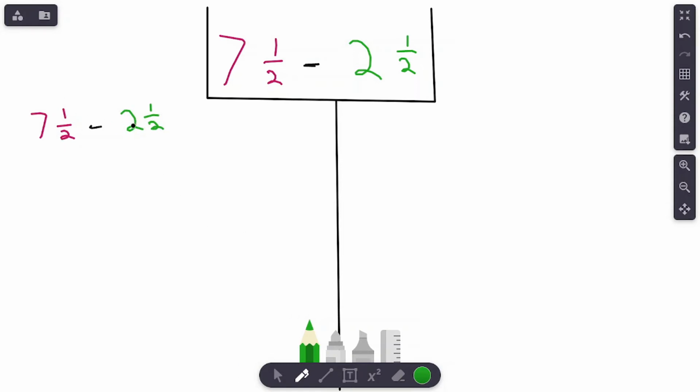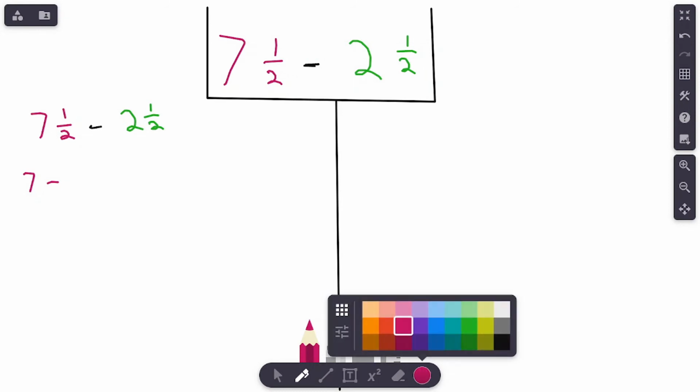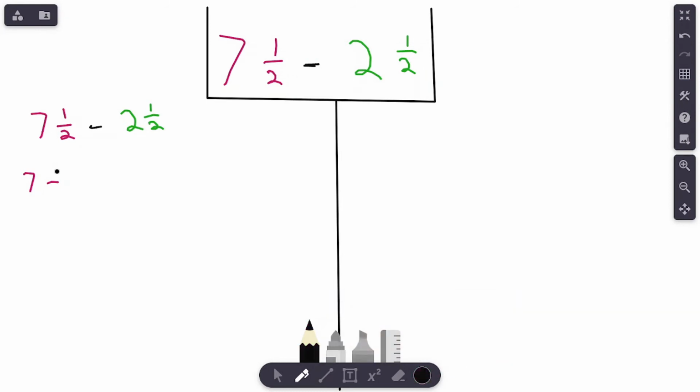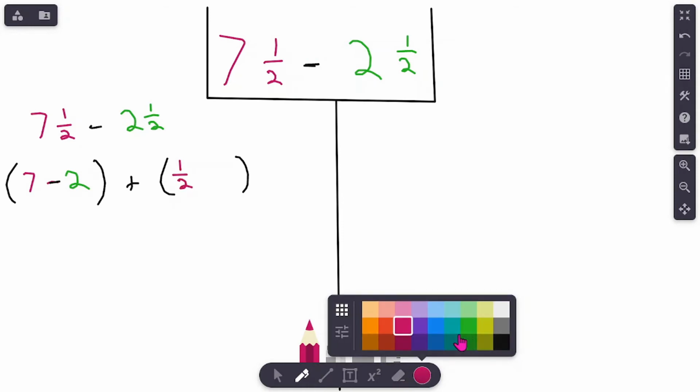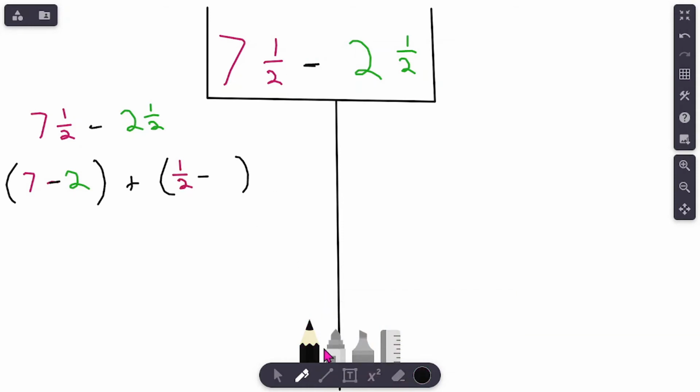Denominators are the same for both of the mixed numbers, so that's good news. No extra steps. So let's do this. Let's rewrite it to where the whole numbers are together. So we've got 7 minus 2, plus, then we're going to have our fractions here. Our fractions are 1/2, and we're going to subtract 1/2 from the other fraction, which is also 1/2.